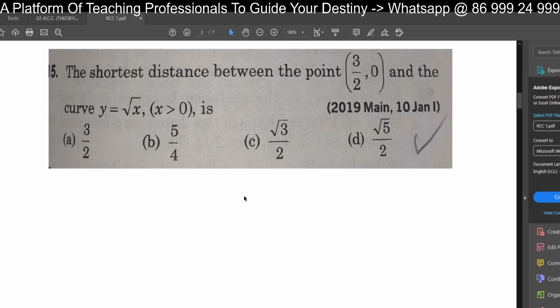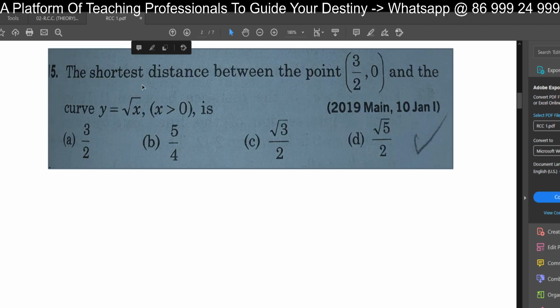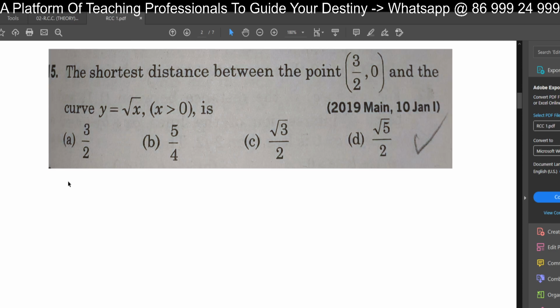See, this is also a good question which depends on the shortest distance. Shortest distance means you have to take that expression and make it short, that is the least. How to? Just see this. The curve is given to be y is equal to root x.